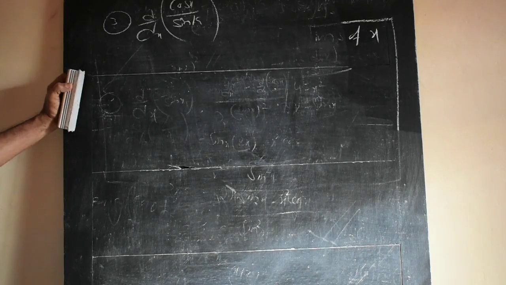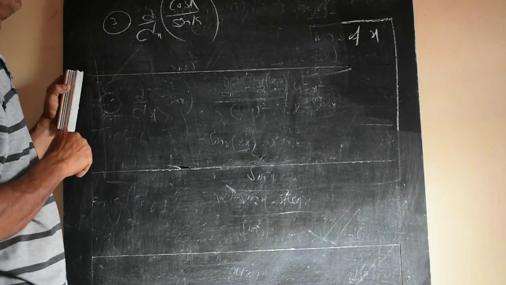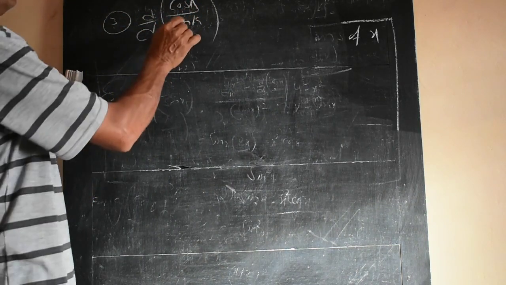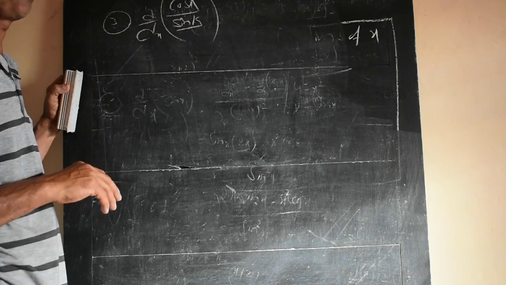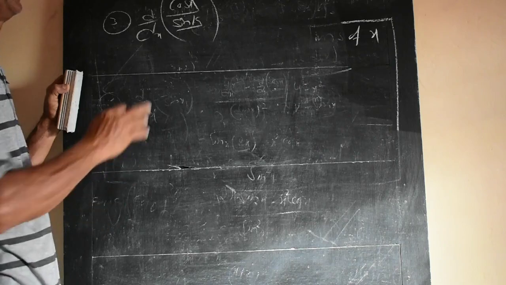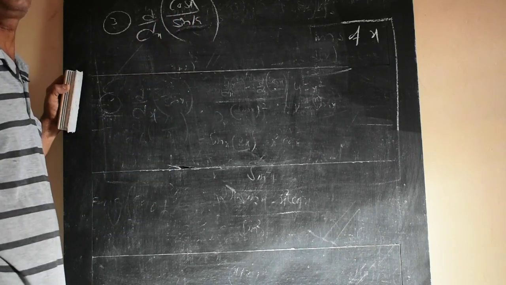Is the quotient formula necessary? Just think and tell me. Here the numerator is cos x, having the variable x, which means it is a function of x. The denominator sin k does not have the variable x, and k is a constant. As k is constant, sin k is also constant. Therefore, here the quotient formula is not necessary.